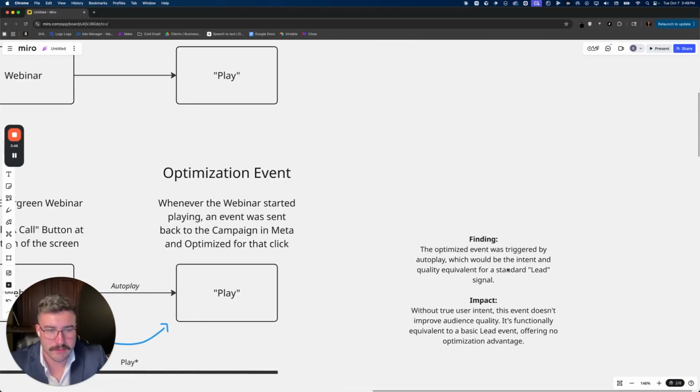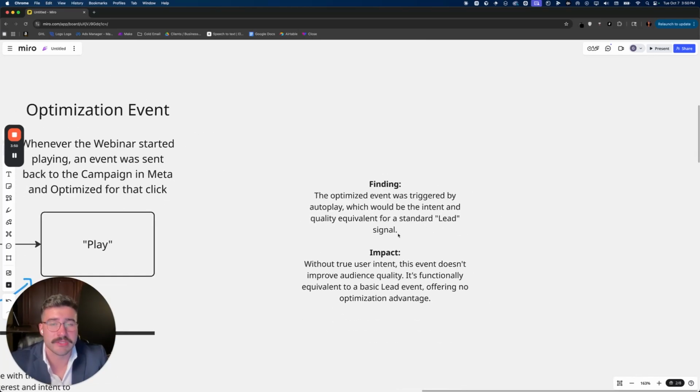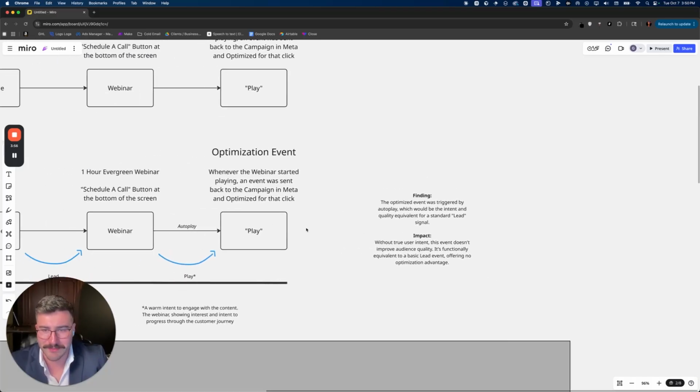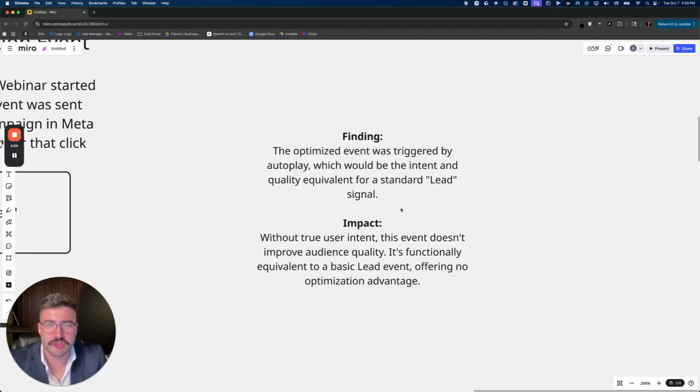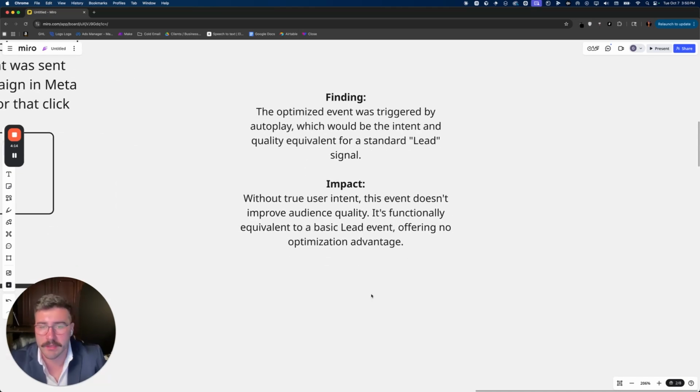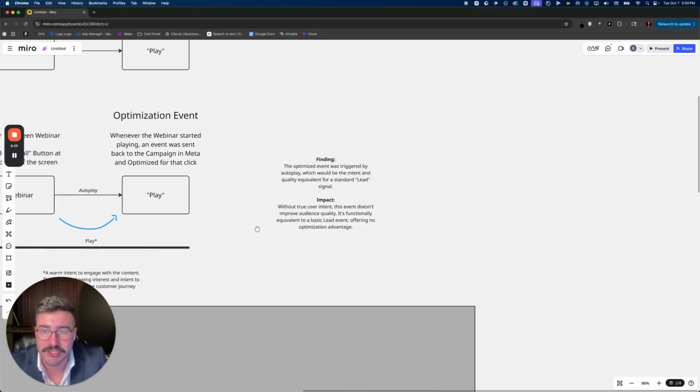So essentially, the finding here is that the optimized event triggered by the autoplay would be the intent and quality equivalent to the standard lead event. How does it impact the actual campaign though? Without the true user intent, this event doesn't improve the audience quality. It's functionally equivalent to a basic lead event, offering no optimizational advantage whatsoever.